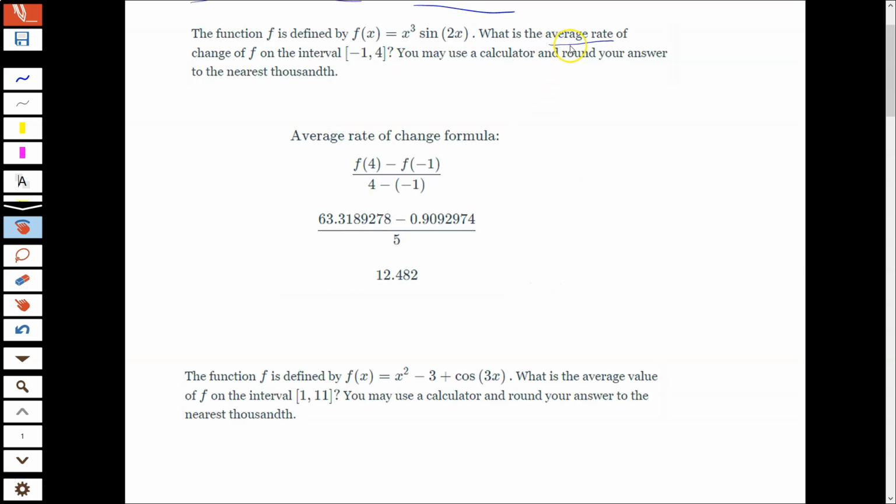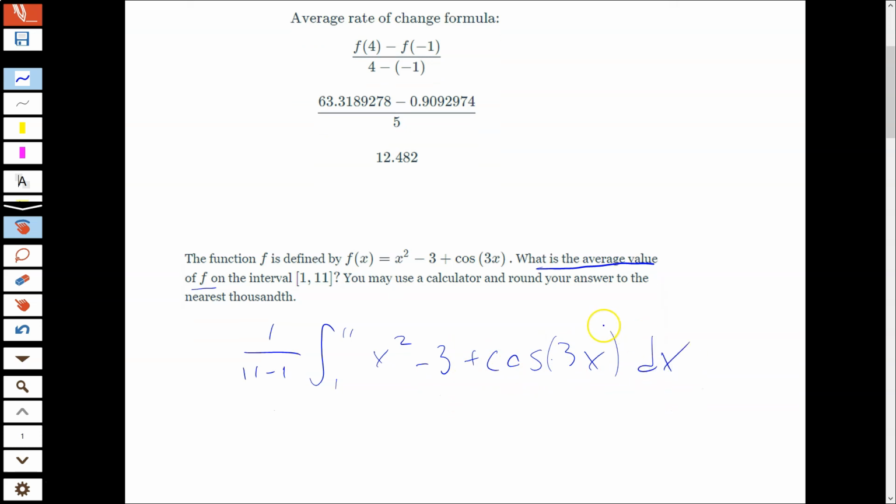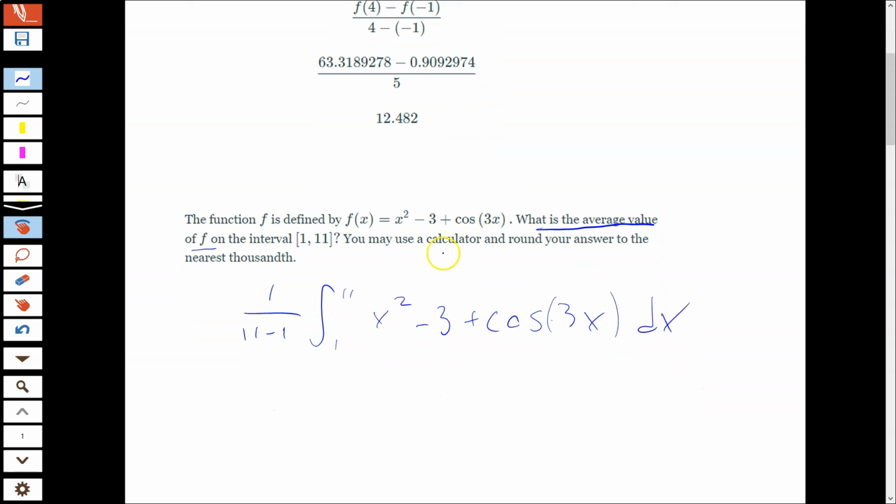Okay, so notice in our old problem, average rate of change, here, what is the average value of f? So this is what we've been studying in this unit. Finding that would look like this: 1 over 11 minus 1 times the integral from 1 to 11 of this somewhat ugly function it gives us. And this is actually a function you could integrate by hand, but your calculator is also useful in this situation.